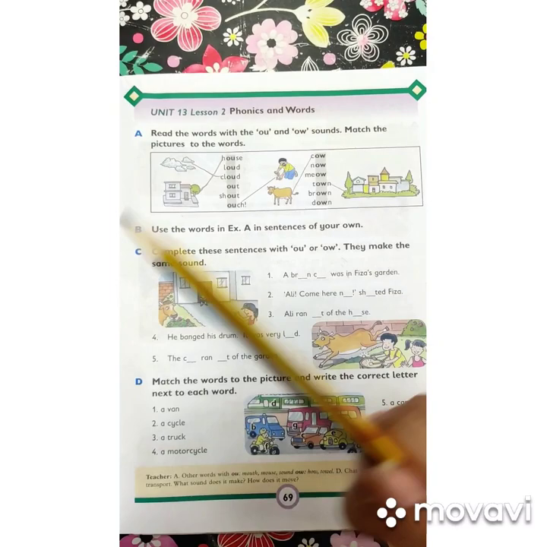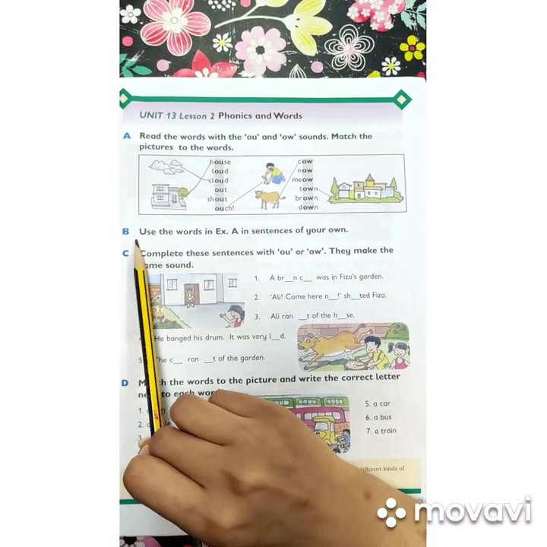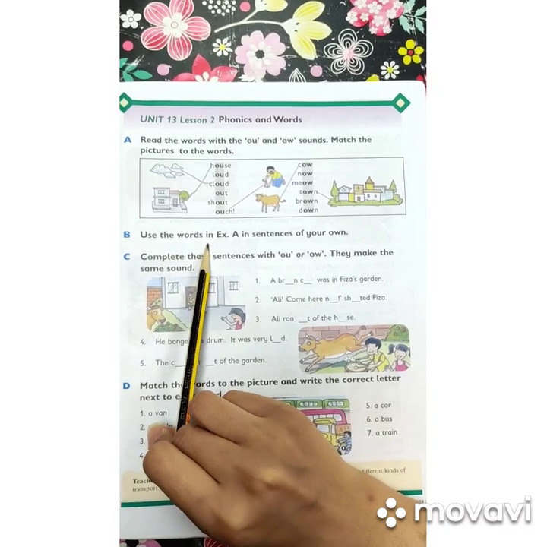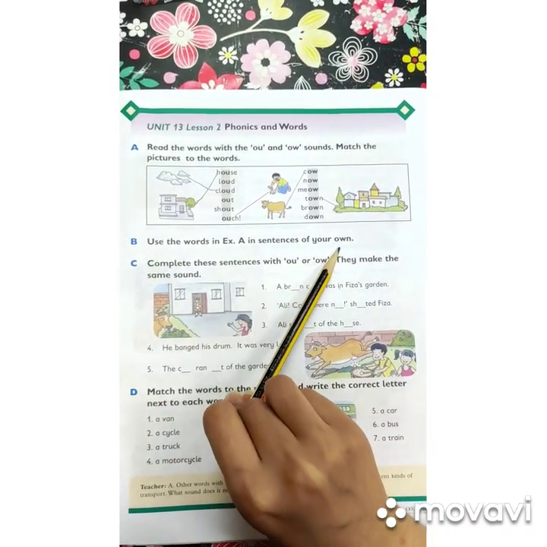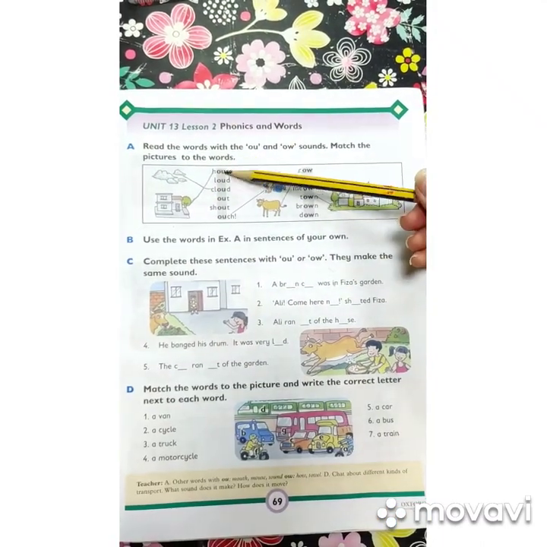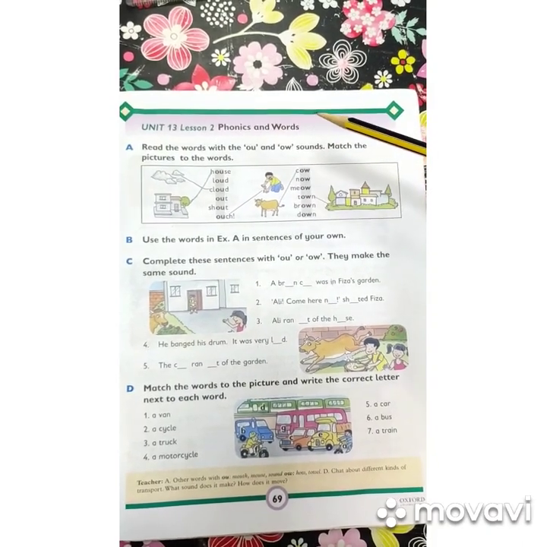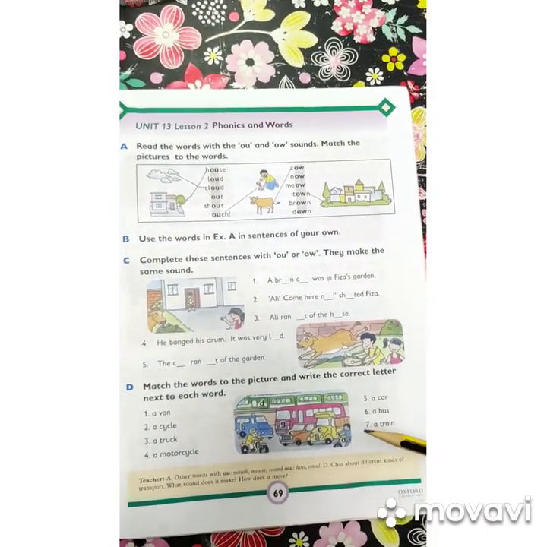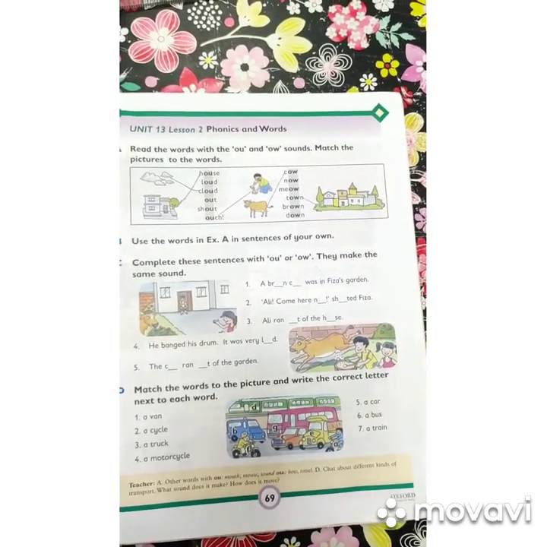And let's move on to exercise B for this page. Exercise B says, use the words in exercise A in sentences of your own. That means we will need to use the words given in exercise A and make their sentences. Are we ready? Let's go.